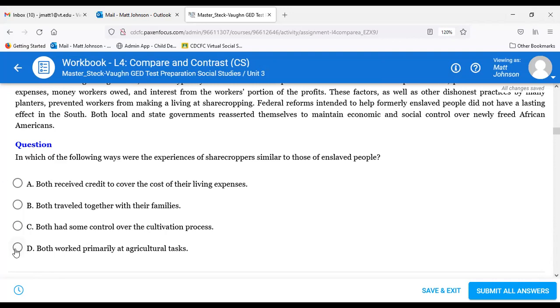Yeah, so it was still agricultural tasks, right? Still farming, something that they were familiar with. At least they had those skill sets. So that was another reason sharecropping was an interesting idea, because these previously enslaved people had those skill sets. So you didn't need to retrain or add additional skill sets. So D as in dog for number four.